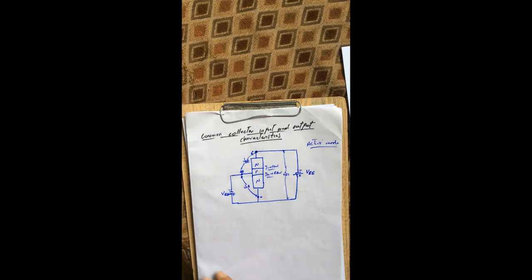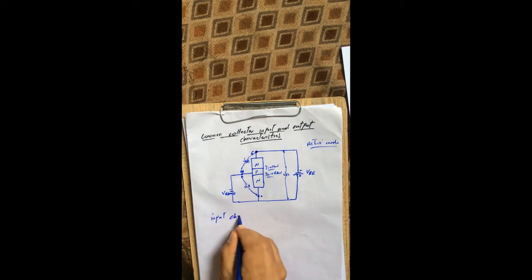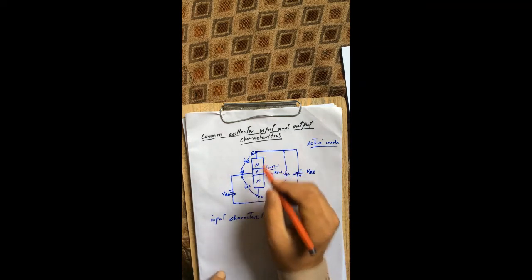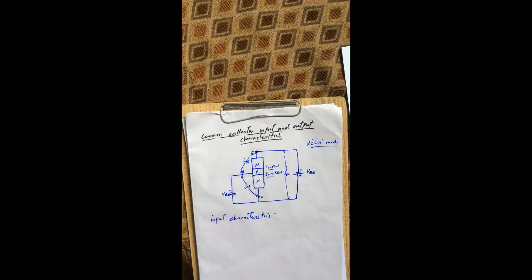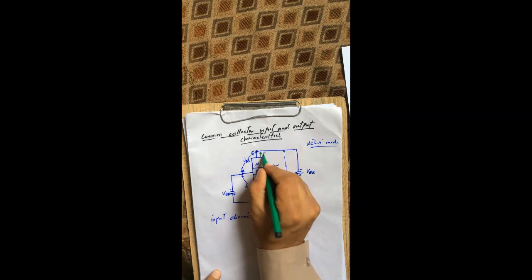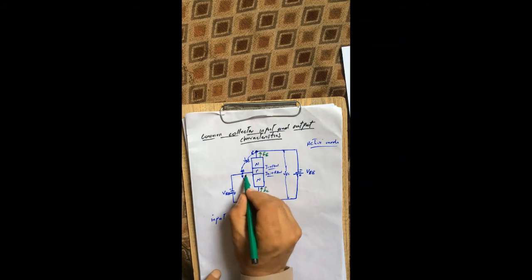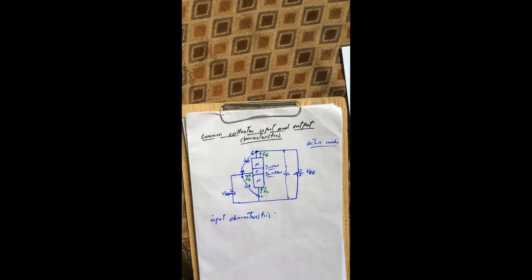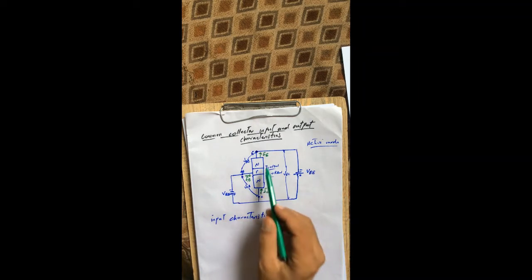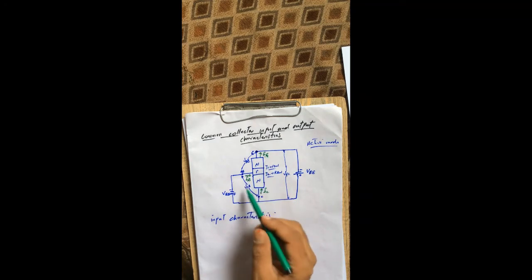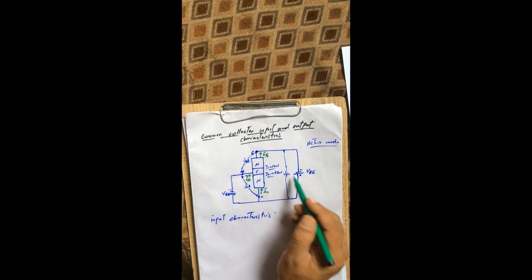Now first I will discuss the input characteristics. The emitter current IE is outward, while the collector current IC and the base current IB are inward. So here the input parameters are IB and VCB, and the output parameters are IE and VEC. The input current is IB and the output current is IE. The input voltage is VCB and the output voltage is VEC.